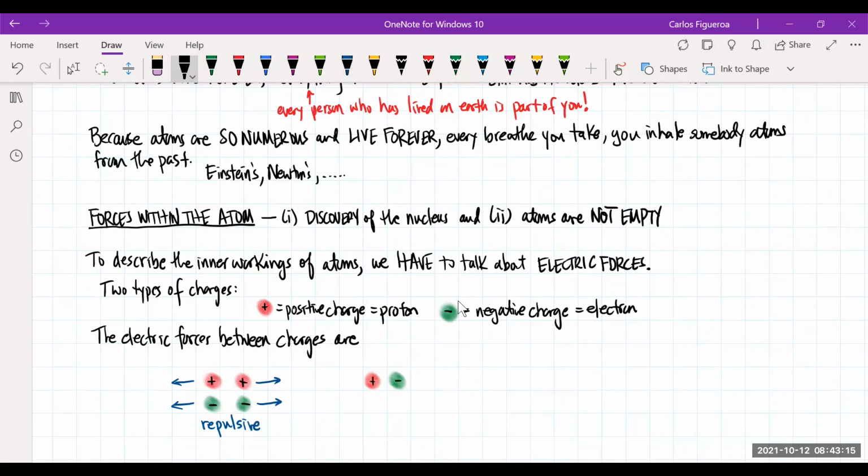And then if I have a proton and an electron, they feel an attractive force.